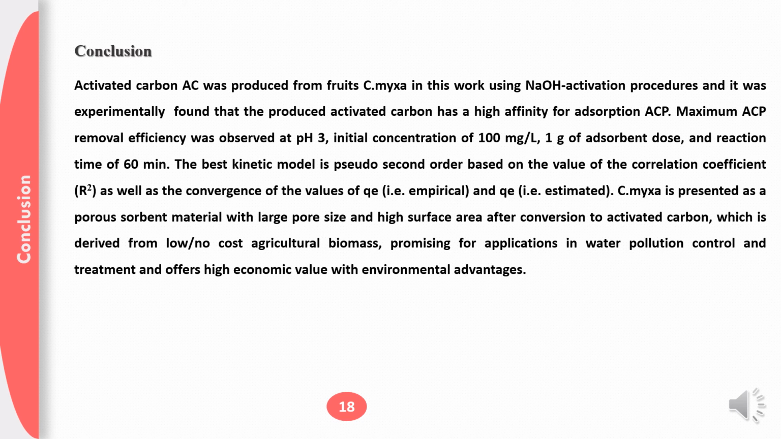Cordia myxa is presented as a porous sorbent material with large pore size and high surface area after conversion to activated carbon, which is derived from low-cost agricultural biomass, promising for application in water pollution control and treatment, and offers high economic value with environmental advantage.